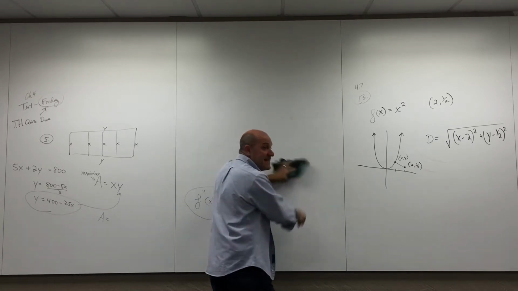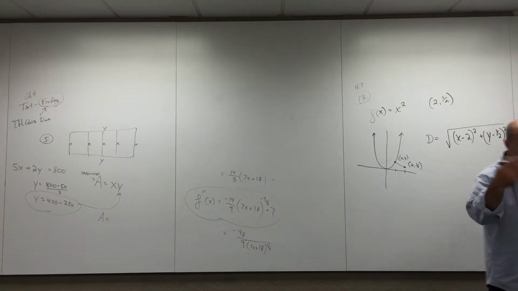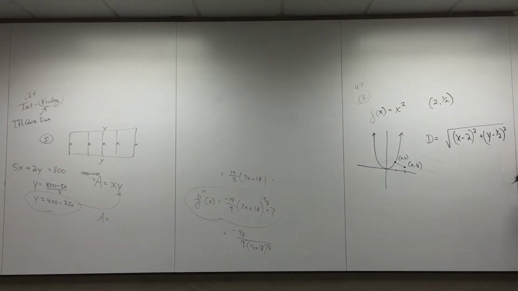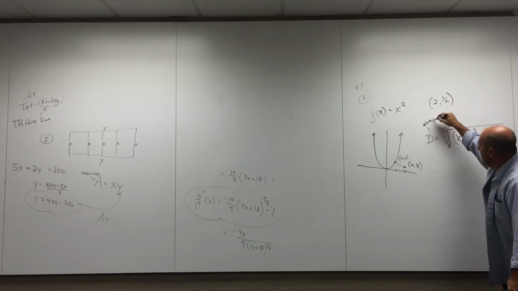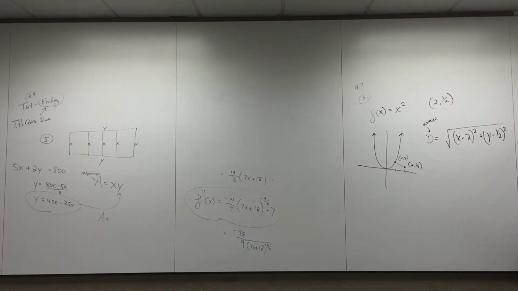Now I want to minimize this. I want to take its derivative, set it equal to 0, and find its critical number to minimize this distance. Well, I can't take its derivative yet. There are too many variables. Is there any way to get rid of this y?